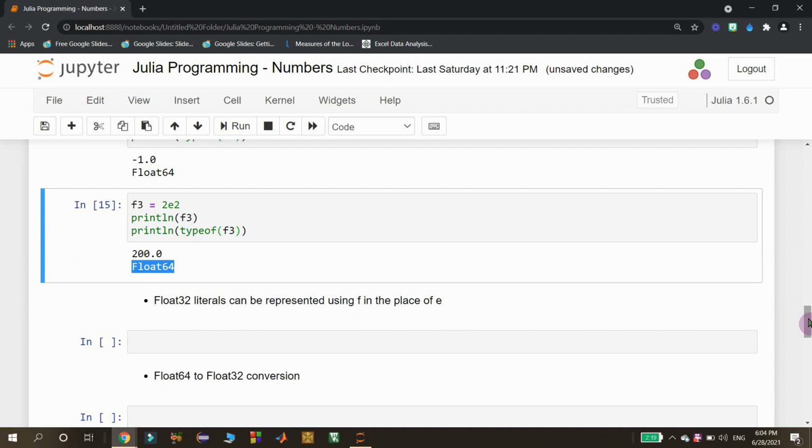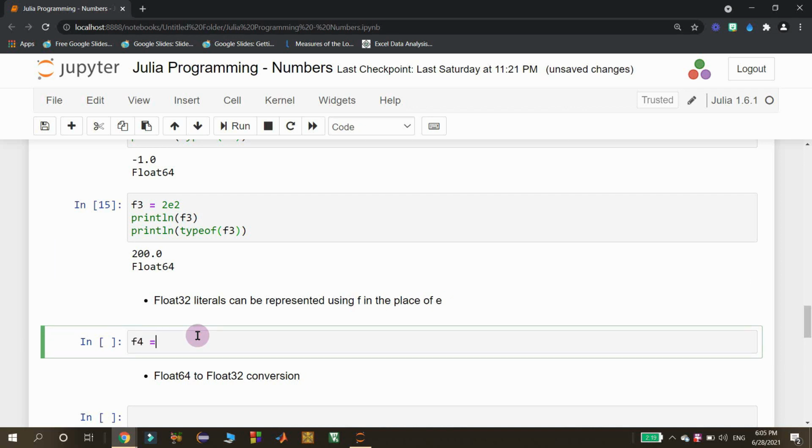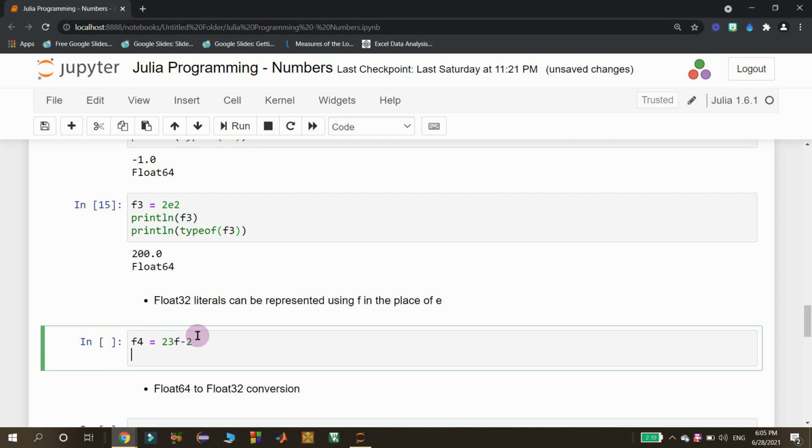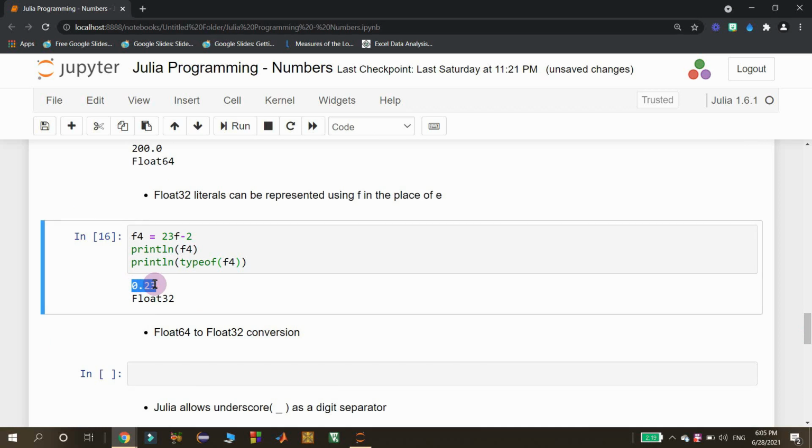If you want to specify a 32-bit floating point number, then we can use the letter F in the scientific notation instead of the letter E. As an example, a variable f4, and I am assigning the value 23f minus 2, which is equivalent to 23 into 10 power minus 2. Then I display the value in f4 as well as the type of f4. 0.23 is the value present in f4, which is nothing but 23 into 10 power minus 2, and its type is float 32.